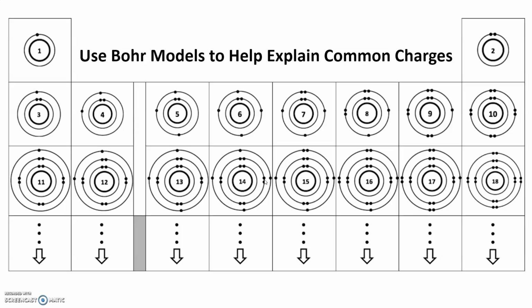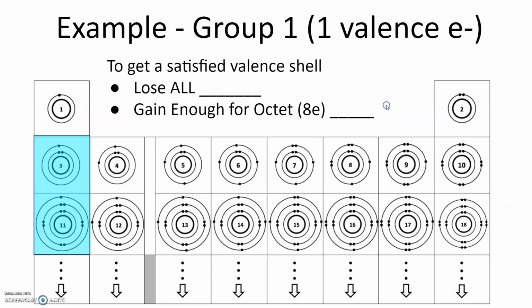So we're going to use the Bohr models to help explain these common charges. Remember, in the Bohr models, the darker circles represent the nucleus, where you have your protons and neutrons, and the rings around it with the dots on them are our electron shells. Each dot represents an electron. The valence shell is the outermost shell, so remember, we're always focusing on the outermost or valence shell. For example, here, this is lithium. It has 1 valence electron. Here we have beryllium, which has 2 valence electrons.